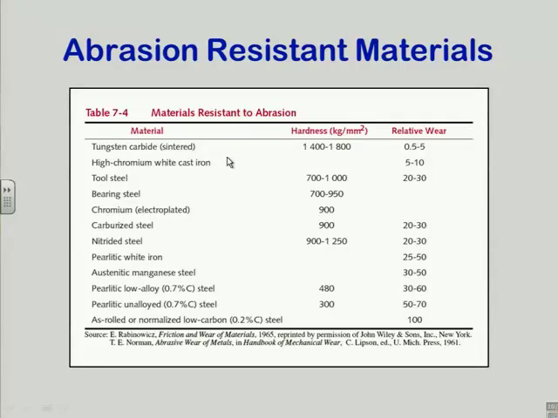It's very, very hard. Tool steel is high carbon steel that I can harden the dickens out of, and that's 20 to 30, and so are most of the other common metals. Carburized steel, of course, is just lower carbon steel that's been hardened. Nitrided steel, likewise, that's a form of hardening. Pearlitic white iron, I'm not sure why that's a little bit so much less than the other guy, but it is. Manganese steel, another alloy steel, et cetera, et cetera. And here's, as a reference, as rolled or normalized low carbon, in other words, not hardened steel, that's the 100 on the scale. So that's a very high wear material, just as a reference.